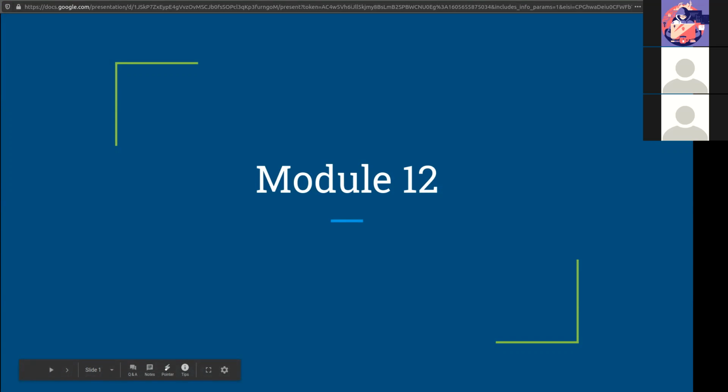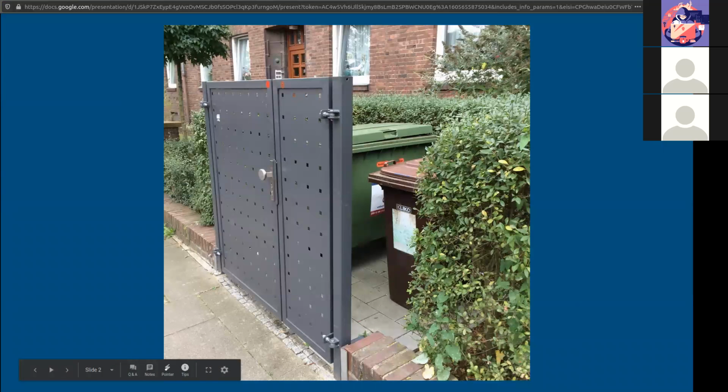All right, module number 12 out of 16. Well, actually 15 if you don't count the last week as final. But yeah, we're getting towards the end. As always, got a picture of this super secure site.